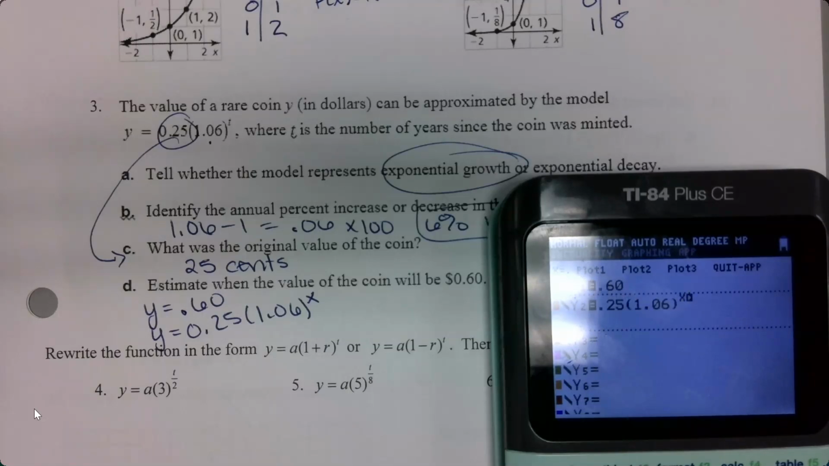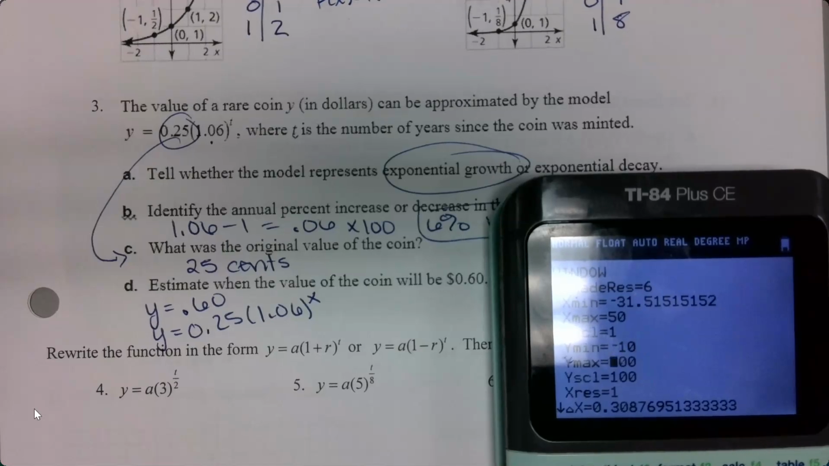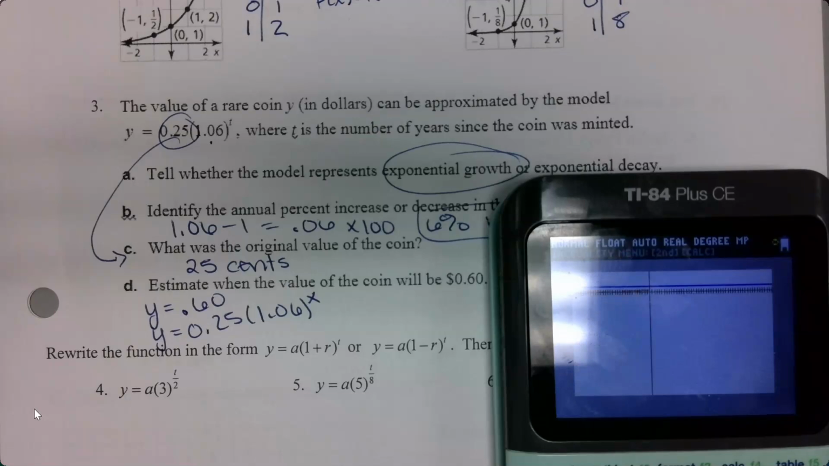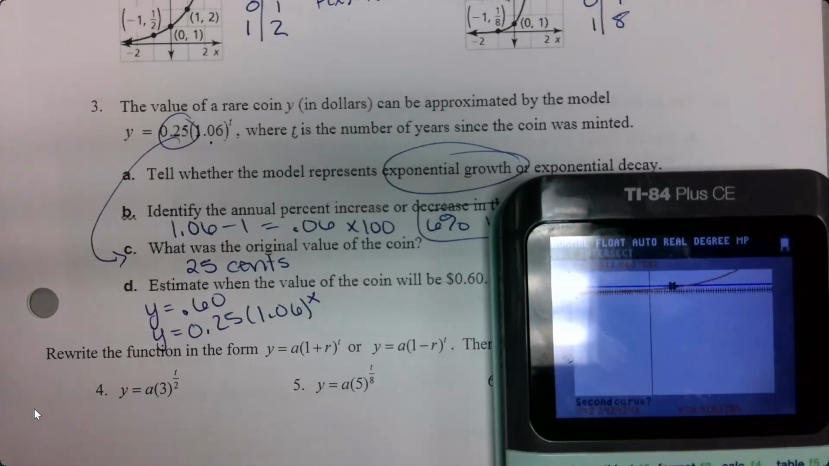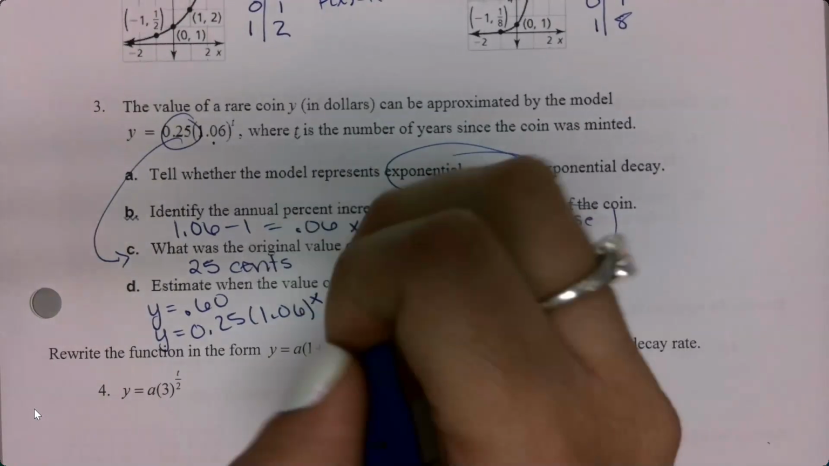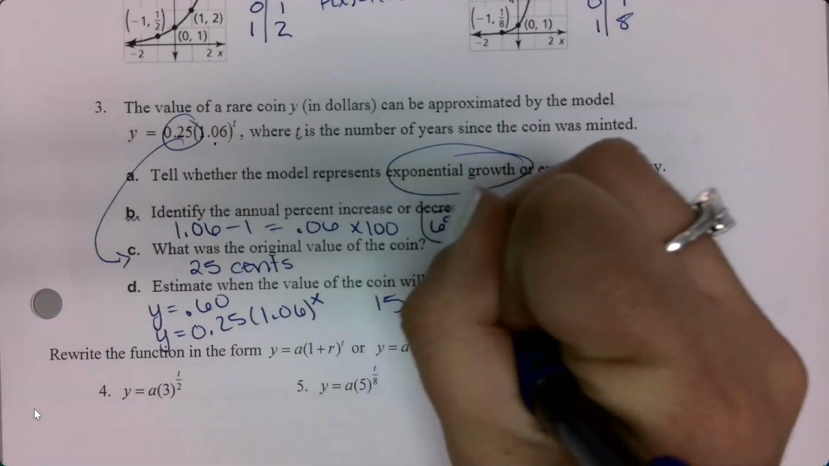And then I am going to change my window. My largest number here is less than 1, so I'm going to make my y min a lot lower. I wanted -10. I'm going to make my y max 2. And then I'm going to graph this. So then I can see that my two lines are crossing. I go second trace, choice 5, because I want to see when they're crossing. I press enter once, enter twice, enter a third time. And this gives me 15. So 15 years after it was minted.